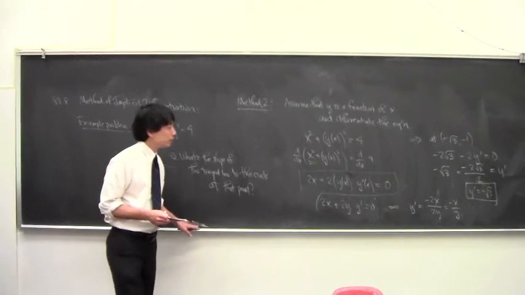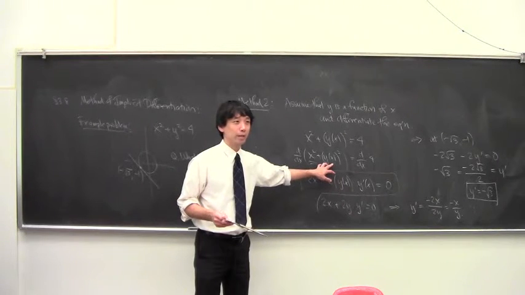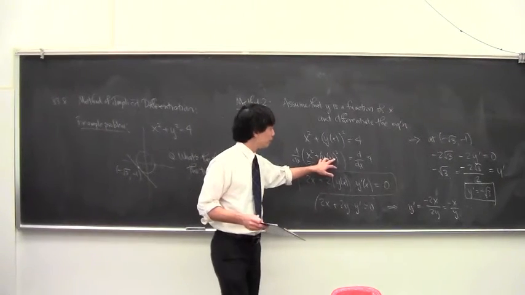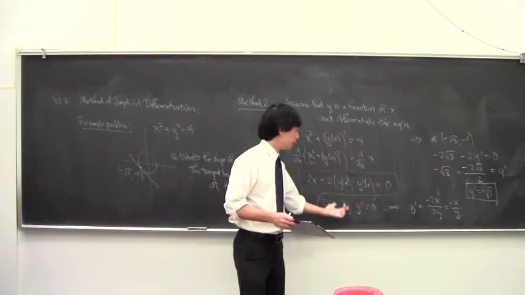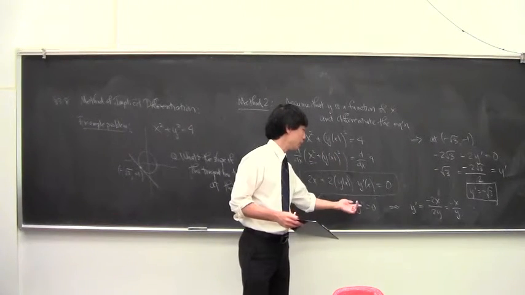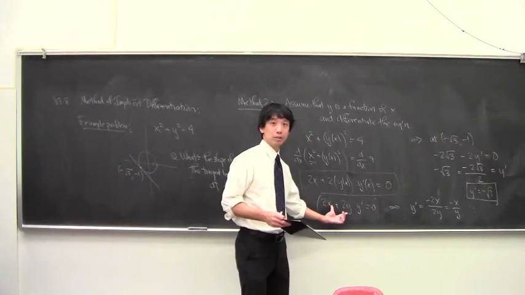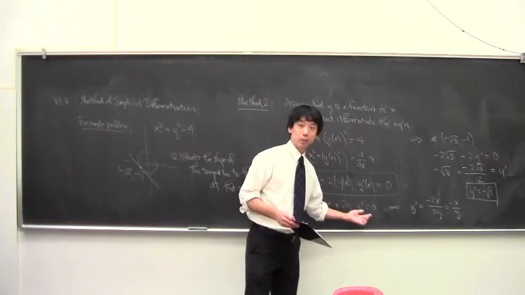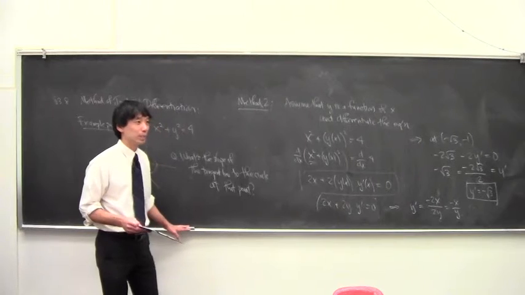But notice that we didn't solve for y, the function, explicitly, and we didn't need to. What we did, rather, was differentiate our original equation to get an equation relating the derivative to the x and y coordinates. Then you have the x and y coordinates and you solve for the derivative. So this is the method of implicit differentiation.